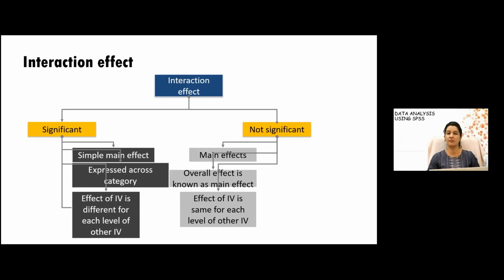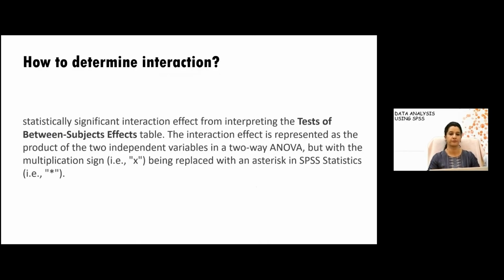The term is a little bit confusing, why we call it simple and why we call it a main effect, but that's the terminology you will find everywhere. When it is not significant, we call it main effect. By adding the word simple, it means that the effect of the other variable is there on the dependent continuous variable. So now, how to determine the interaction?